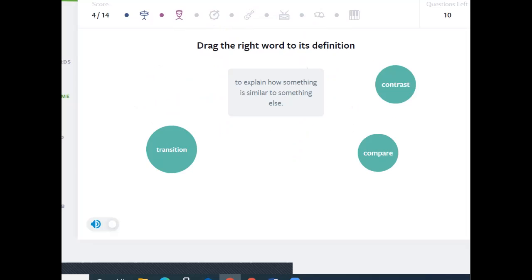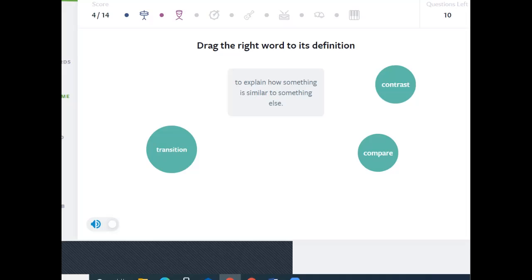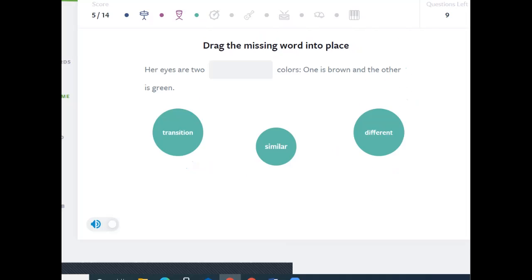Drag the right word to its definition. To explain how something is similar to something else. Is it transition? Is it compare? Or is it contrast? Again, I'm going to go to my notes. I'm going to try to find the definition: to explain how something is similar to something else. So I have compare, to explain how something is similar to something else. Oh, so it must be compare because the word similar is in that definition and the word similar is the one on the screen. So I'm going to choose compare. Oh, we got another point.